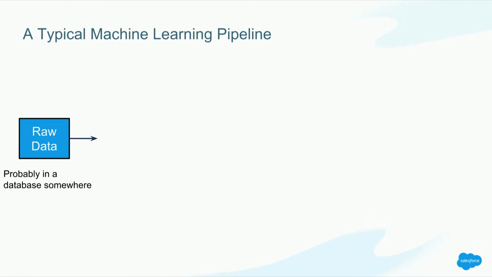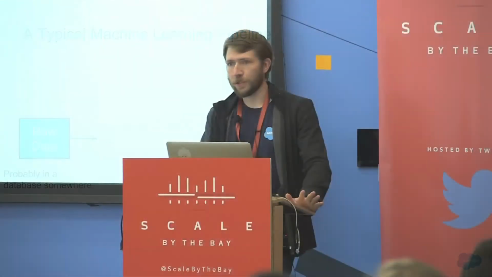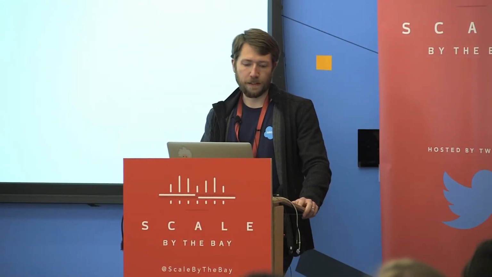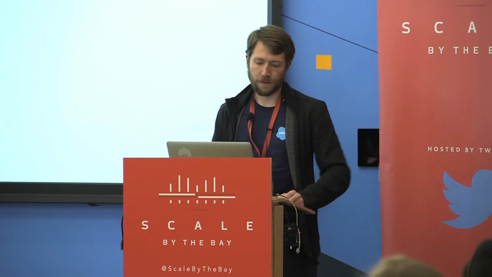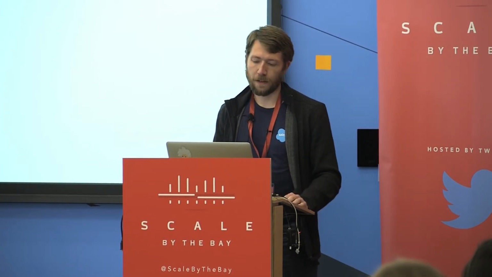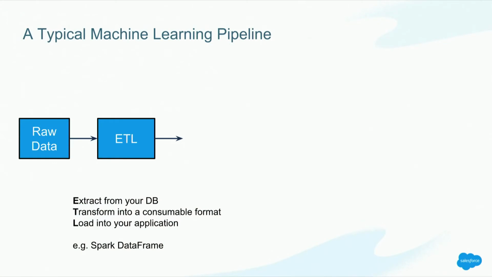So before we get into things too far, let's do a little background on what I mean when I say machine learning pipeline. A typical machine learning pipeline is going to look something like this. You've got your raw data that you probably store in a database in some kind of structured format. You're going to do an ETL step, extract, transform, load, so you get the data out of your database into some form you can use and get it into memory. In this case, the way we're representing it is going to be in a Spark data frame.